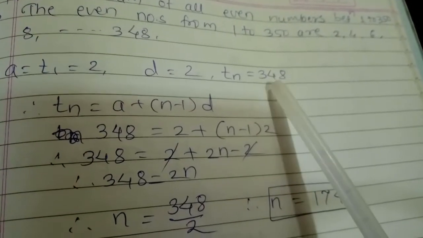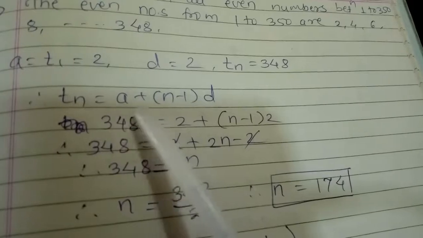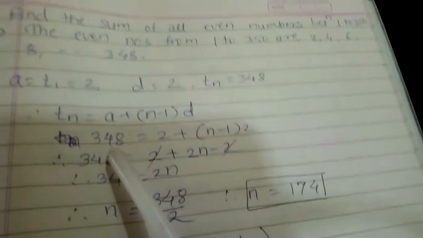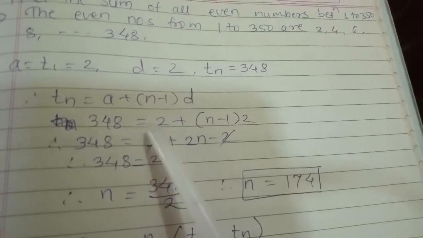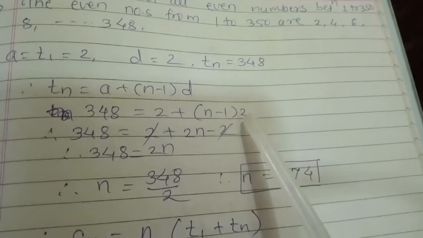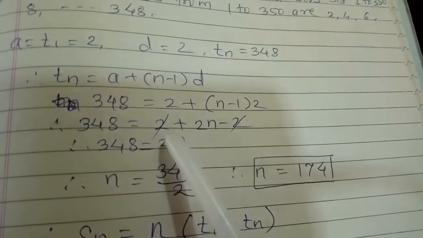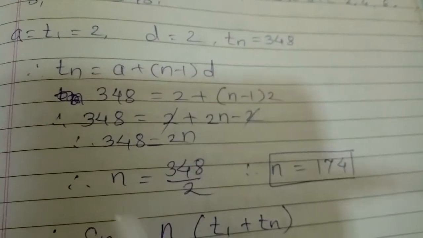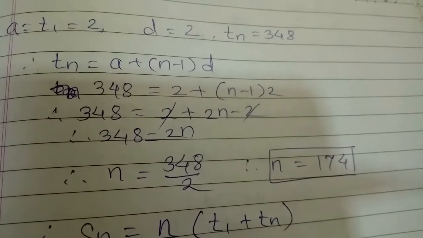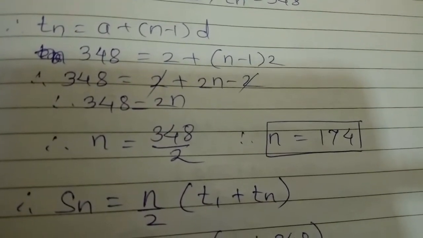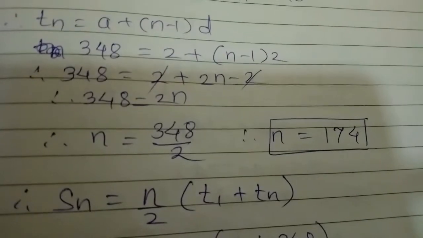Since we are given the last term, we use the formula Tn is equal to a plus n minus 1 into d. Tn is 348, a is 2, and n is as it is. So multiply this bracket by 2: 2n minus 2. So this 2 is cancelled with this 2. And finally, by solving this, we get n is equal to 174. So here we get the value of n, that is 174.